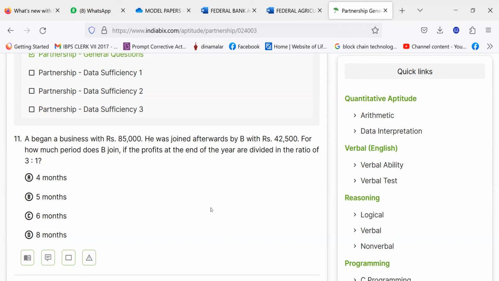Yes. Anybody got the answer? Sir, it's 8 months. Yes, sir. 4 months. 4 months. Eight months. You are telling me that his answer is D. Correct? Yes, sir. Yes, sir. Okay. Anybody else?